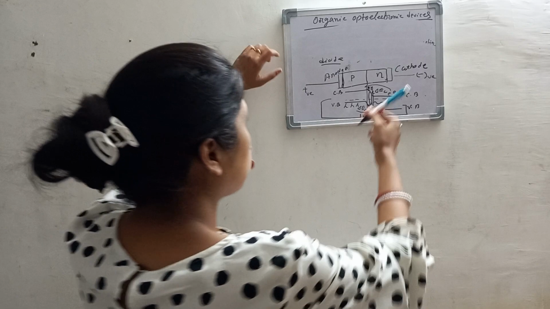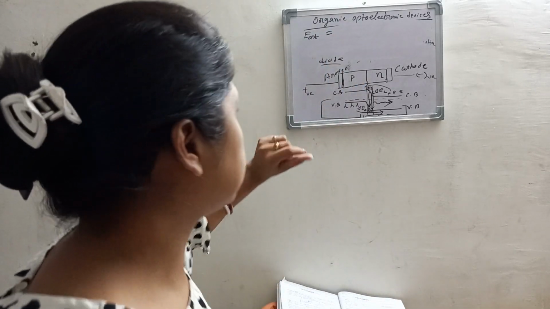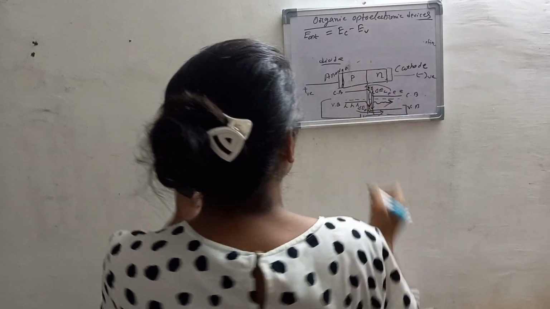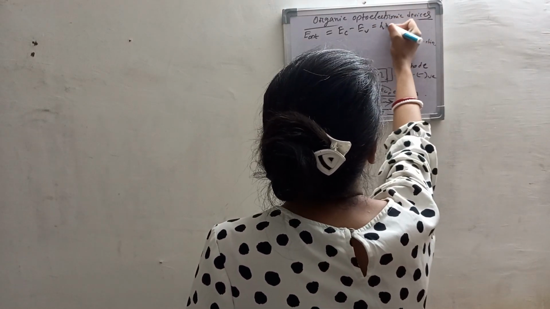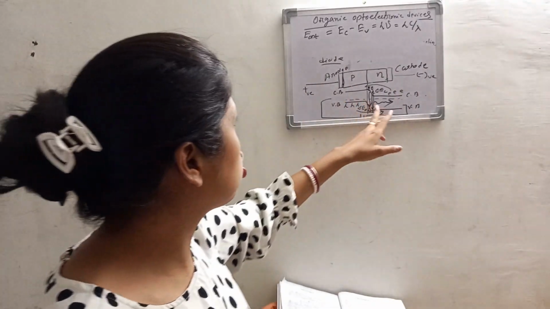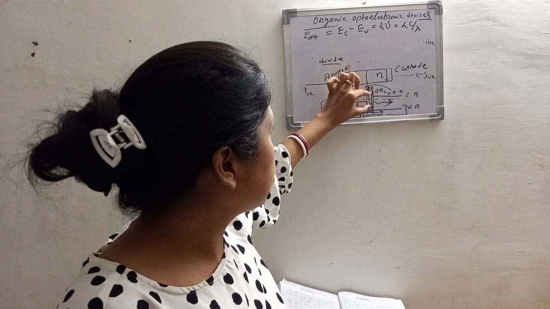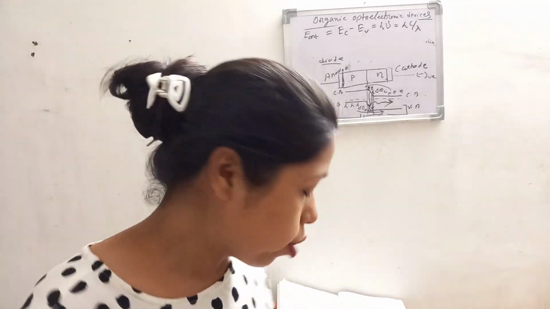So the optical energy of this photon, that is E optical, is equal to the energetic difference between the valence band and the conduction band, EC minus EV. You can represent this by h nu or h c by lambda. Nu is the optical frequency and lambda is the wavelength of the emitted photon. So the energetic gap between the valence band and conduction band should be similar to the optical energy.